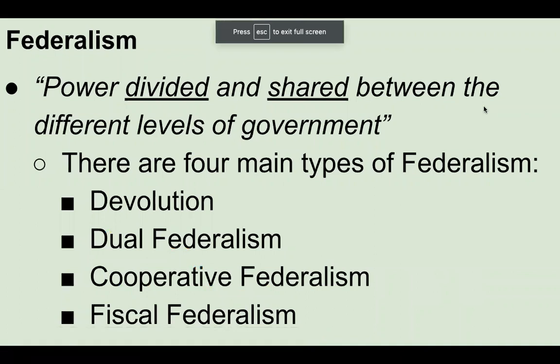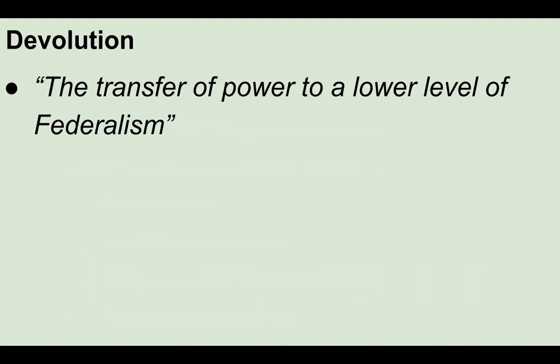So, as you know, federalism is power divided and shared between the different levels of government. But there are four main types of federalism that combine to create this overall definition. And those four types of federalism are what we are going to go over in this section. So the first one is devolution.